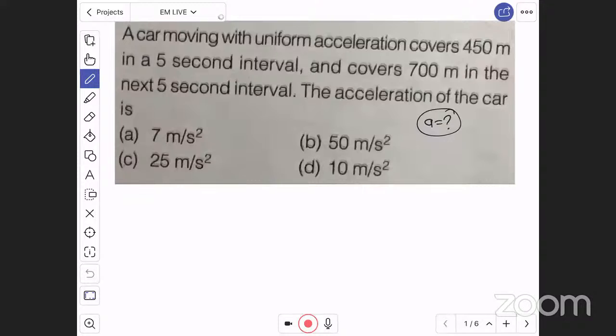In this question, a car moving with uniform acceleration covers 450 meter in a 5-second interval. Let us say initially the car is at this location.